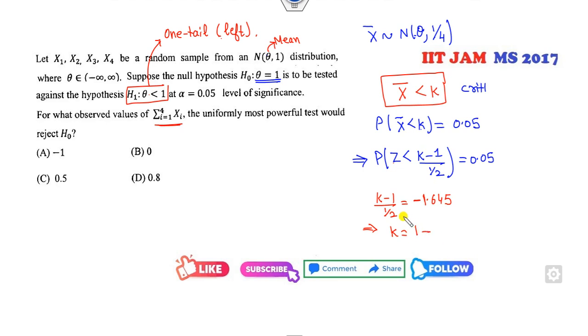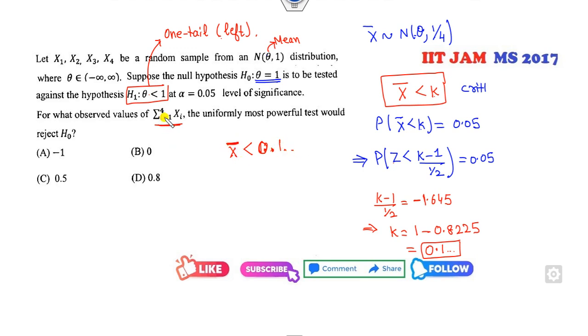It is 1 minus 0.8225. So what is that? Is a multiply? Yes, it will be 0.1 something. Fine. K will be 0.1 something. So if I substitute here, x bar will be less than 0.1 something.